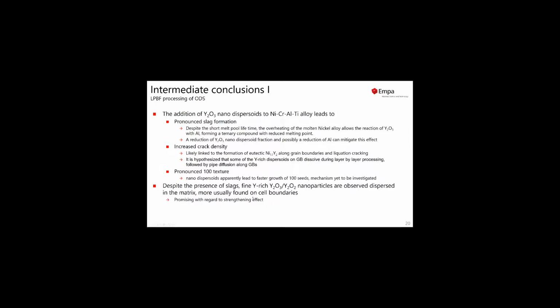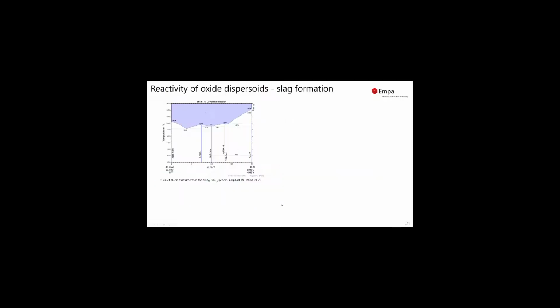So, despite the presence of slags, we do see many yttrium-rich Y2O3, so there is an S missing. So actually this is yttrium-2 oxide, oxygen-2 sulfur nanoparticles. They are dispersed in the matrix, and they are more usually found on the cell boundaries. And that is promising with regard to the potential strengthening effect.